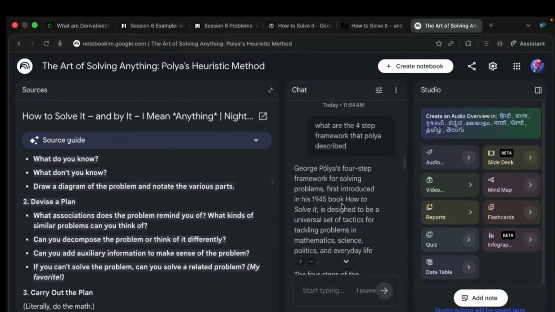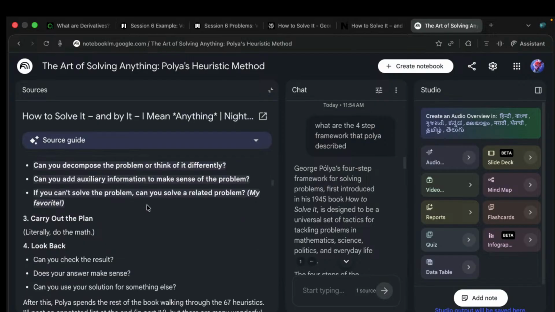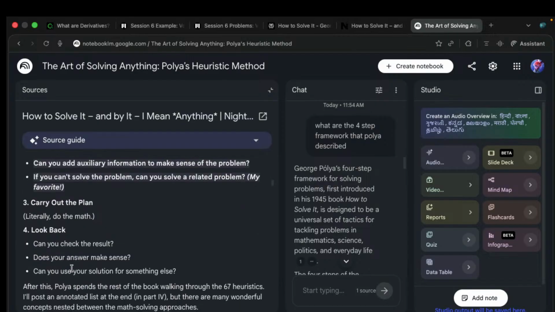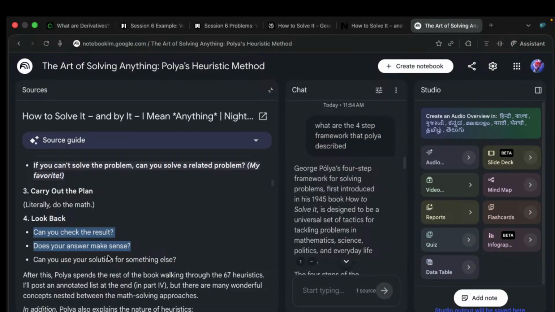And then let's see how we can carry out the plan. Literally, do the math. Look back: can you check the result? Does your answer make sense?